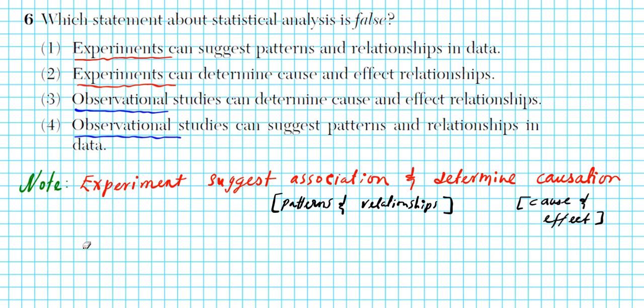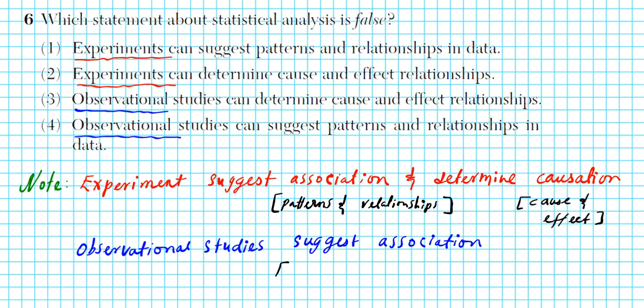Now, how does it differ from observational studies? Observational studies are not as powerful as experiments. Why? Because you cannot make any alterations. So all you can do with observation studies is suggest association. With observation studies you can suggest patterns and relationships. You can't determine causation because you cannot alter what you're studying.